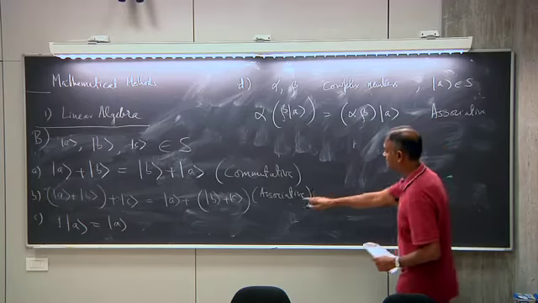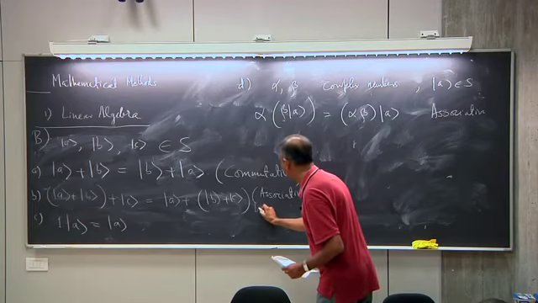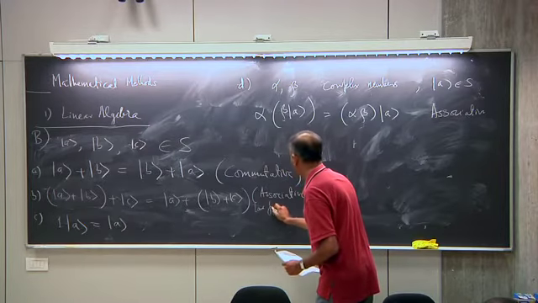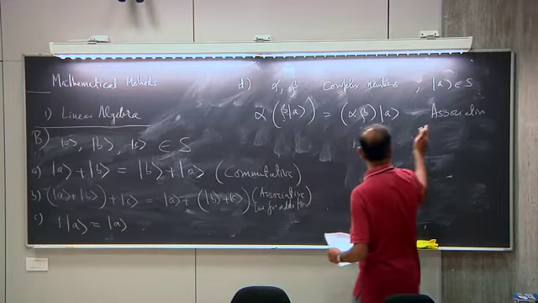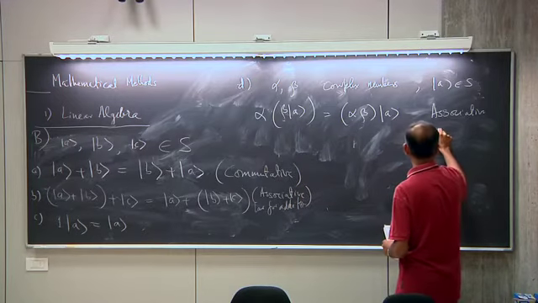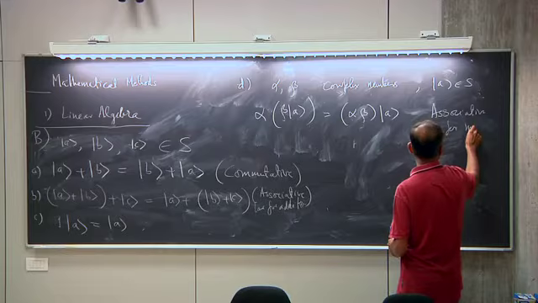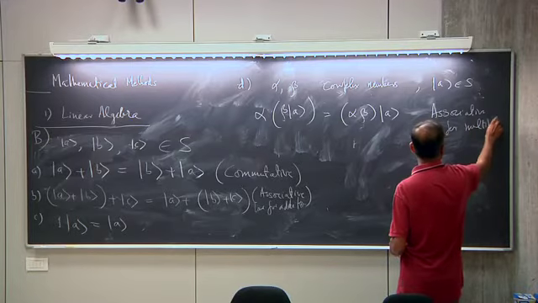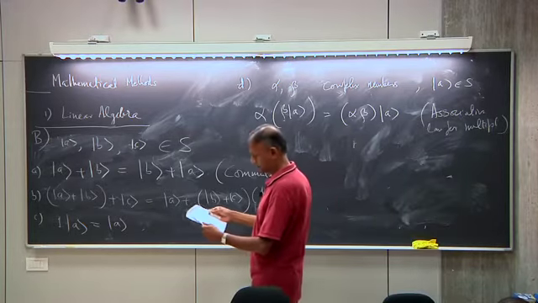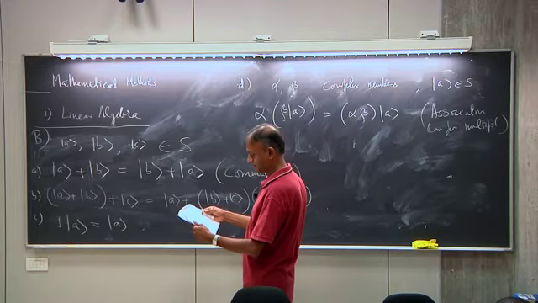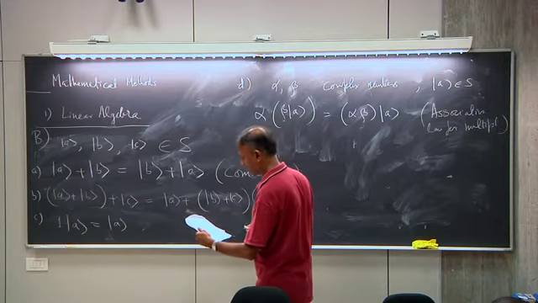So this was the associative law for addition. And this is the associative law for multiplication. Okay. That's that. And then a few more properties it satisfies.